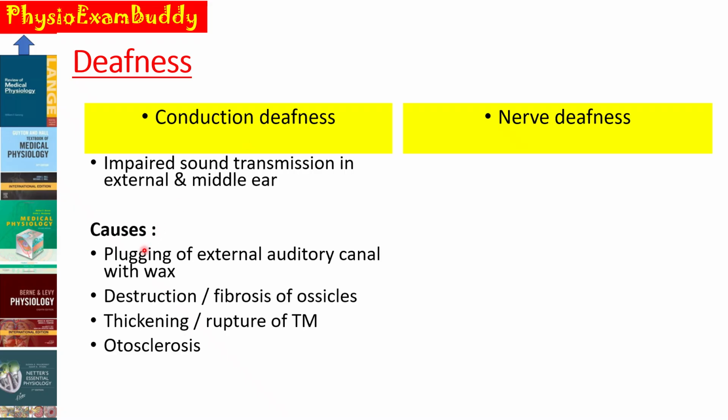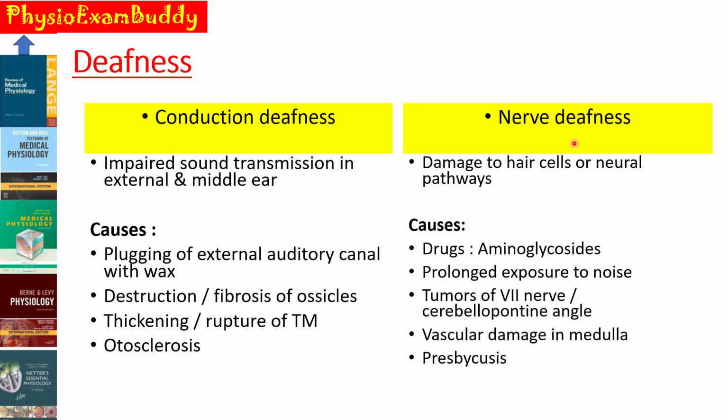The causes of conduction deafness are anything that impairs the conduction of sound, like plugging of the external auditory canal with wax, or destruction or fibrosis of the ossicles, then thickening or rupture of the tympanic membrane, or also otosclerosis. Next is nerve deafness or sensorineural deafness, and it is mainly due to damage to the hair cells or the neural pathways.